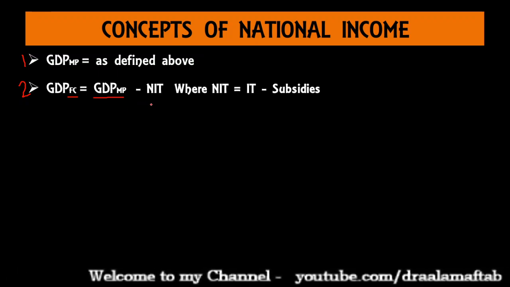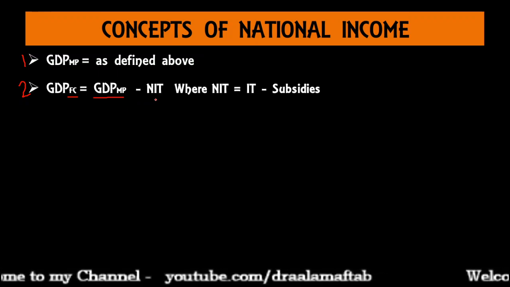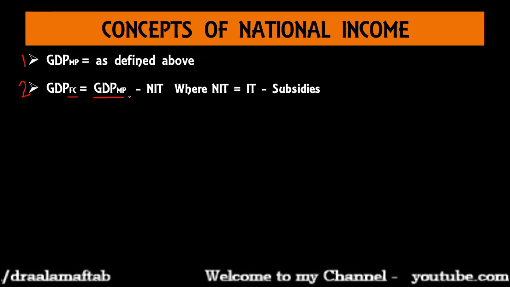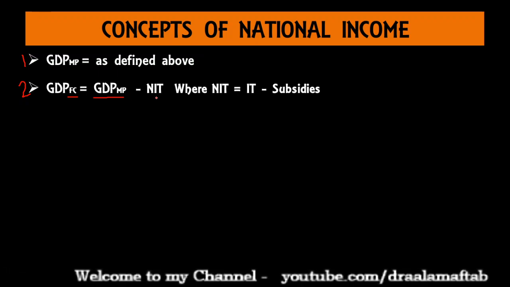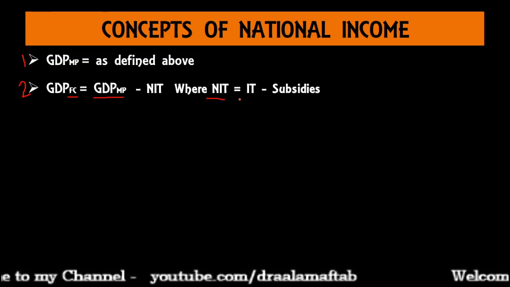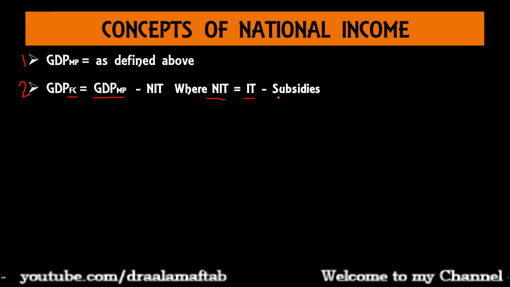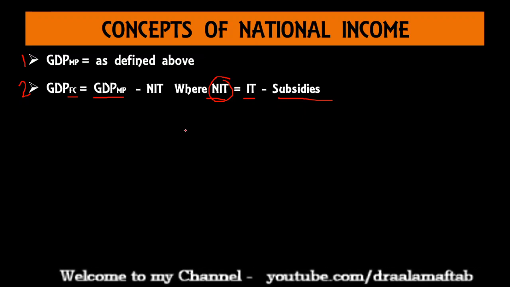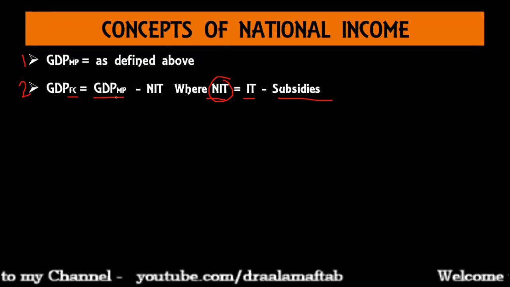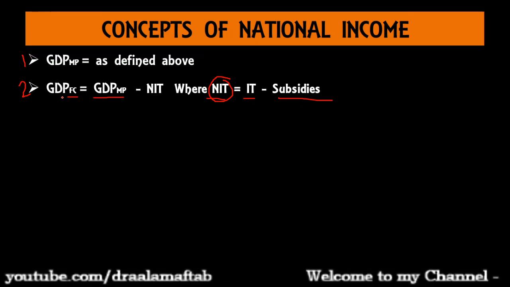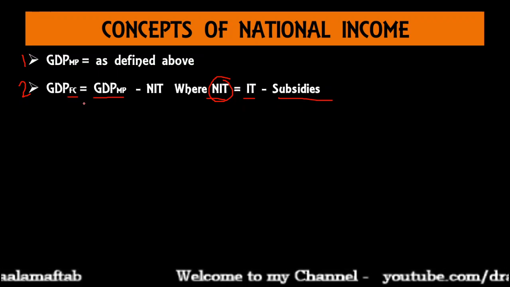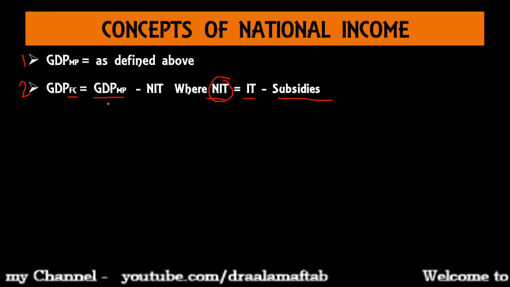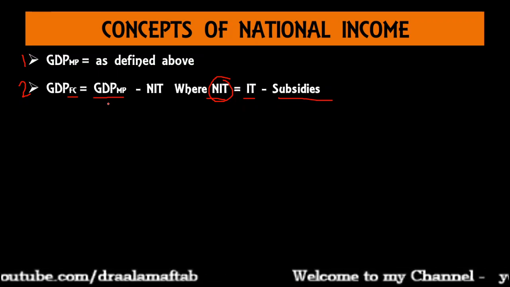We have to simply deduct NIT, that is net indirect taxes: GDPMP minus NIT. What is NIT? This NIT is nothing but indirect taxes minus subsidies. So deduct NIT from GDPMP, and you will get GDP at factor cost. That means the payments made to all the factors of production are added here.